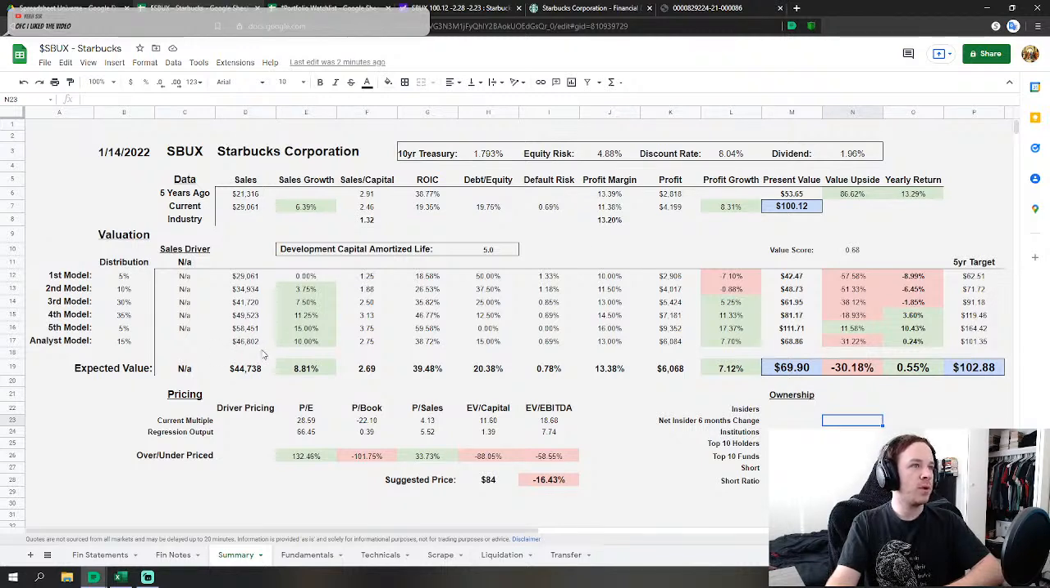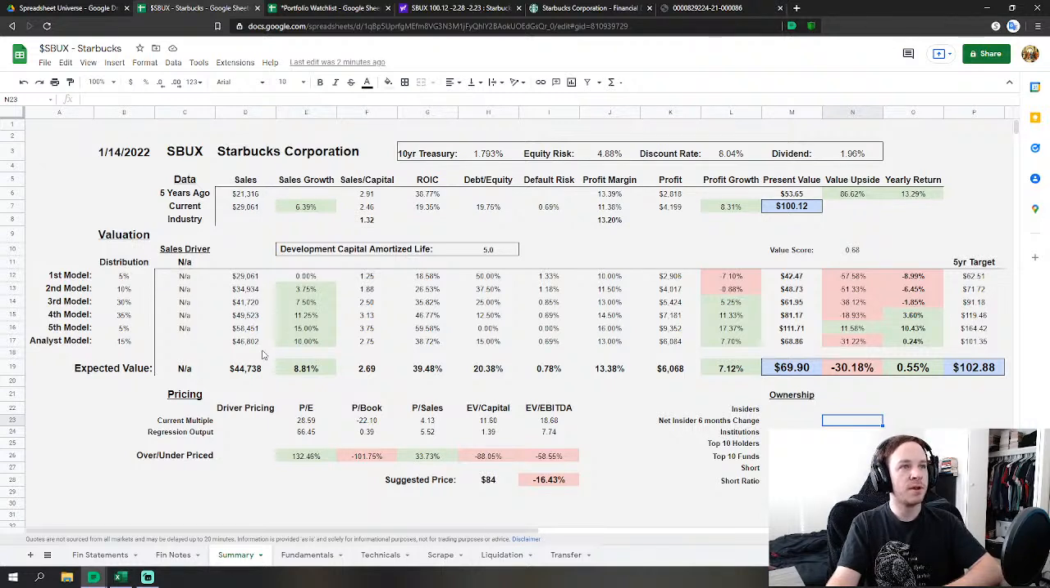5 years ago, they had sales of $21.3 billion, and that's compared to the current year of sales of $29 billion, which gives them 6.4% or so sales growth per year for the last 5 years. Their sales to capital ratio in the most recent year was 2.46, and that we compare to an industrial expectation for a sales to capital ratio of 1.32. So they seem to have relatively high sales compared to their capital base.